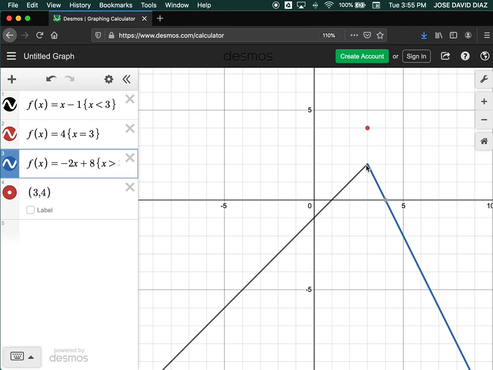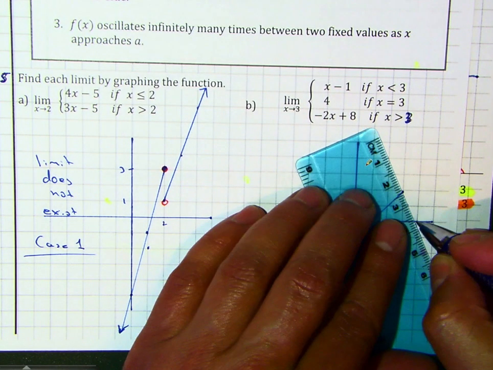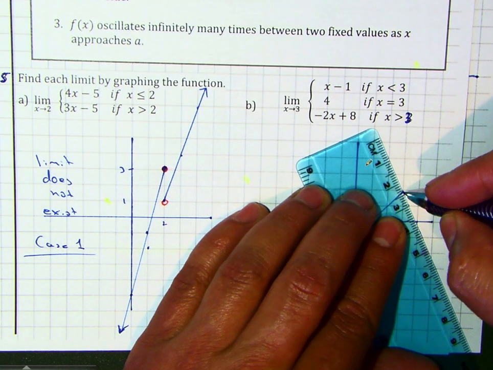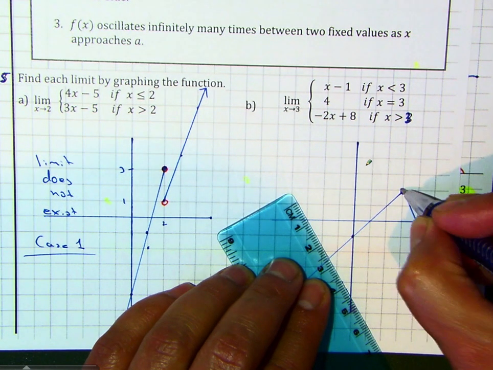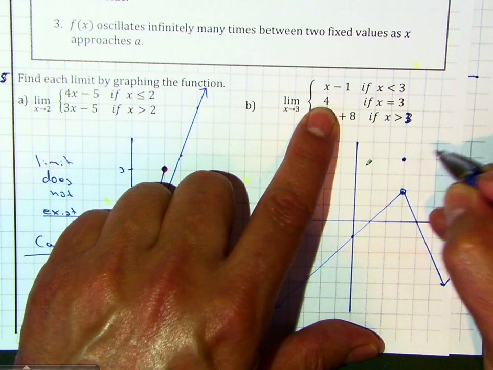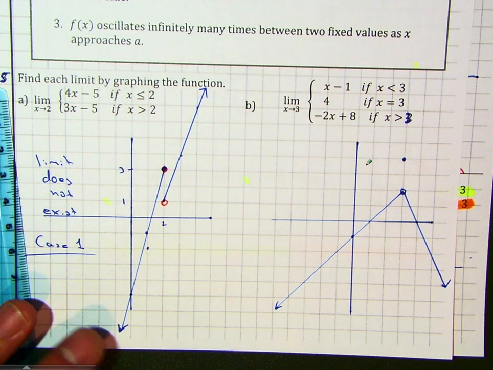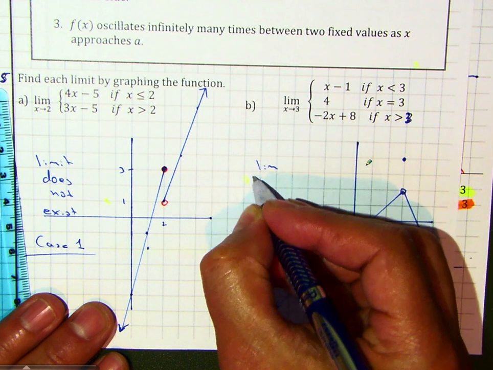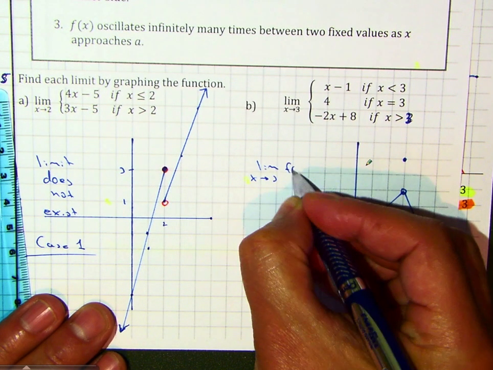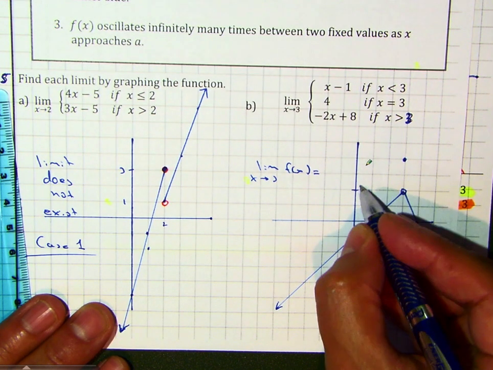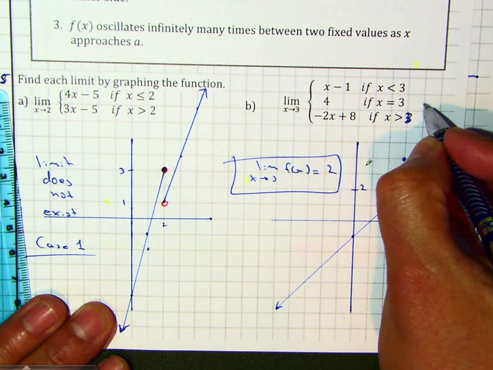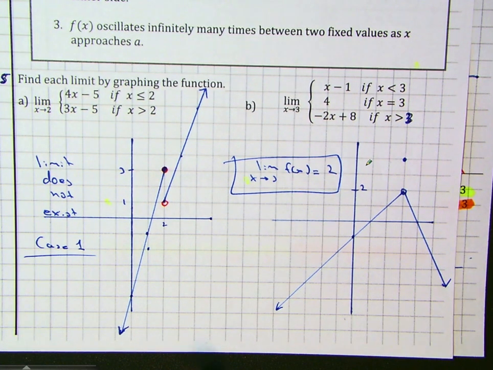This is open, and in this case, that's 4. So therefore, this limit does exist. The limit as x approaches 3 of the function is positive 2. So notice the difference between those two piecewise functions.